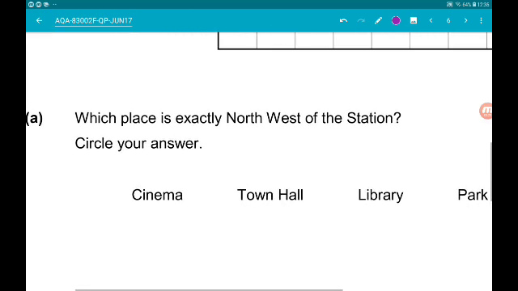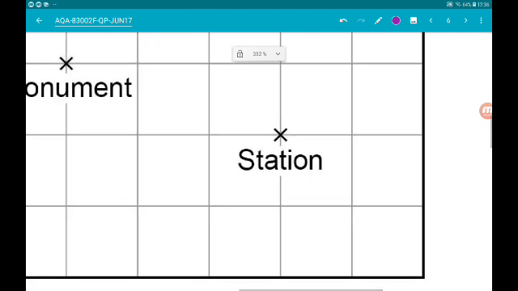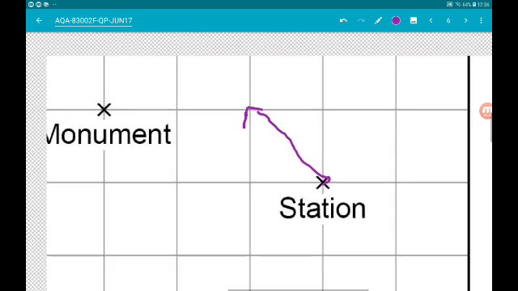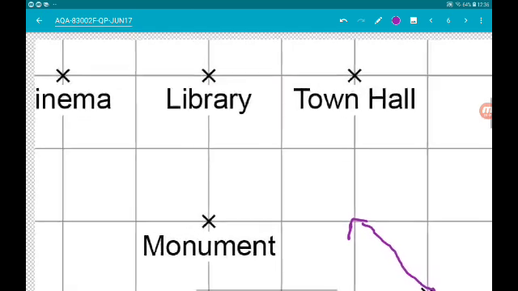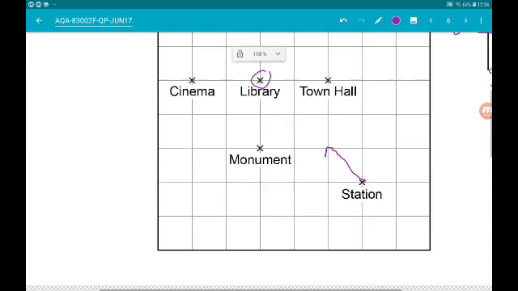Right, part A. Which place is exactly northwest of the station? So let's find the station. There it is. Now northwest is up and to the left. So it's going to be the library.